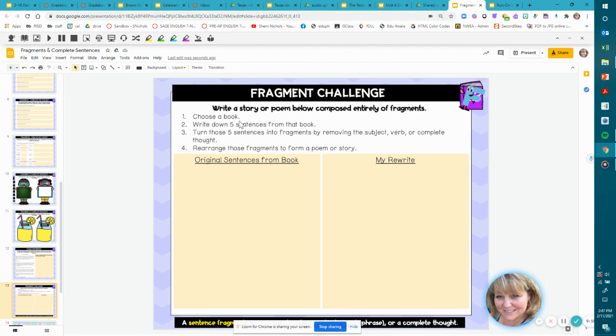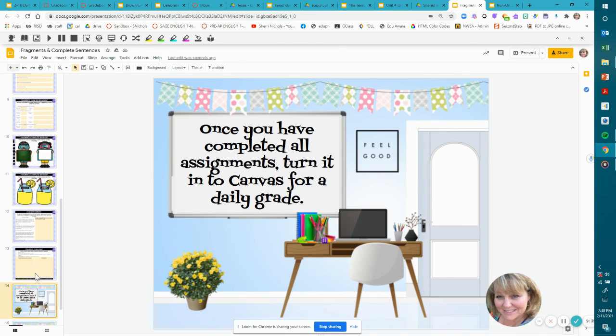You're going to choose a book, write down 5 sentences from that book, and turn those 5 sentences into fragments by removing the subject, verb, or complete thought. Rearrange those fragments to form a poem or story. Include the original sentences from the book, and then rewrite them. Once you're finished and you've completed all of the assignments, turn it into Canvas for a daily grade.